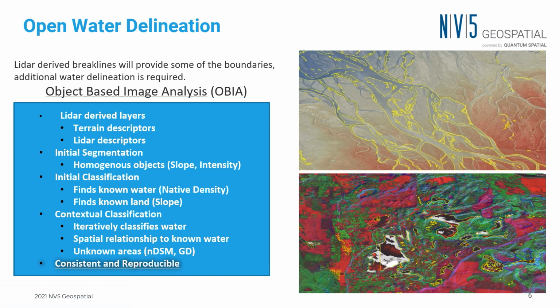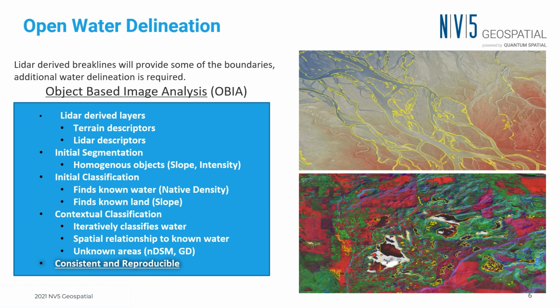Our process relies on terrain descriptors and LiDAR descriptors to develop homogeneous objects, and then it uses a kind of a seed grow approach where we find known water and then grow those out based on terrain characteristics. There is some promise in the convolutional neural network side of things to delineate these in a more efficient, let's say, fashion.